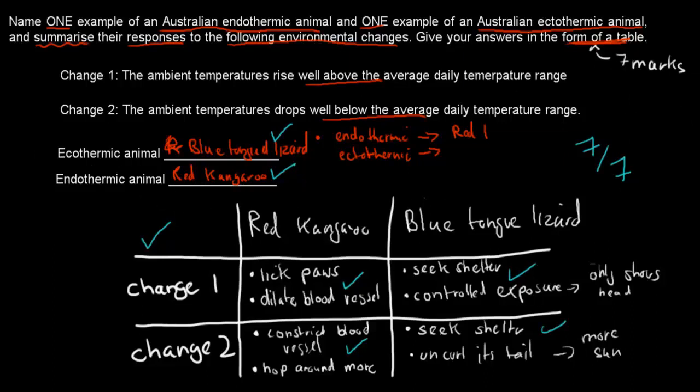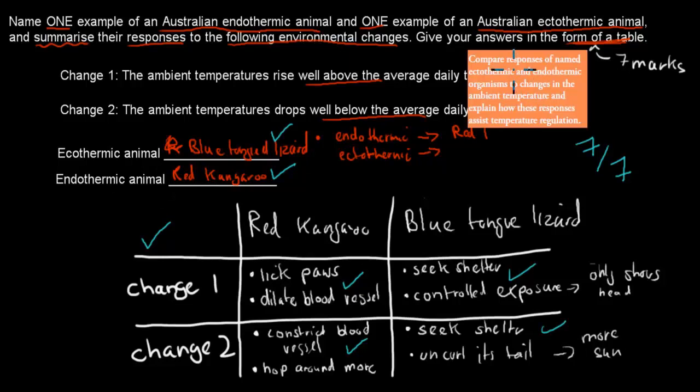So where does that question come from? It comes from this dot point. Compare responses. That's what we just did. We compared responses of named ectothermic and endothermic organisms to changes in the ambient temperature. That's the part we did. We didn't do the second part, which is explain how these responses assist in temperature regulation. The question itself didn't ask us to explain that. It just asked us to compare the responses of ectothermic and endothermic animals.